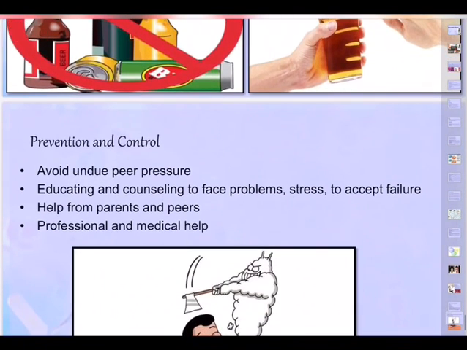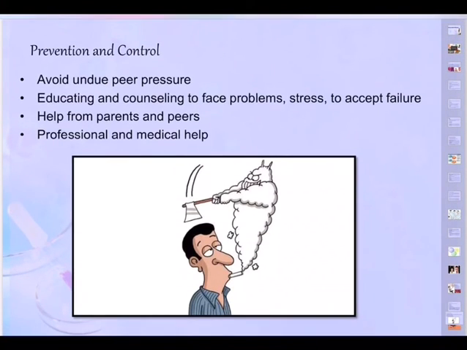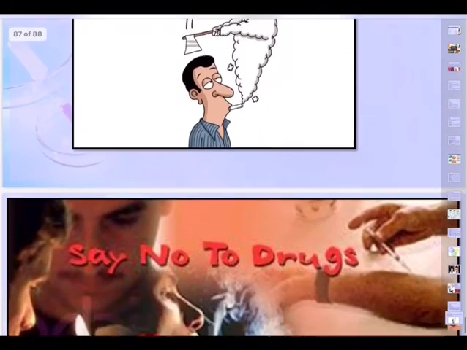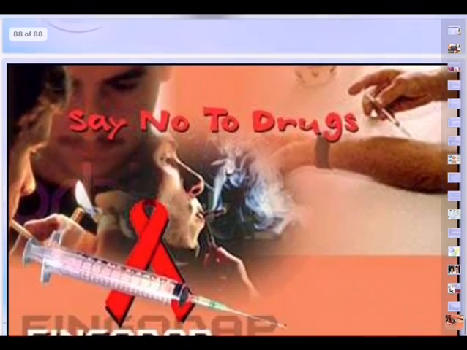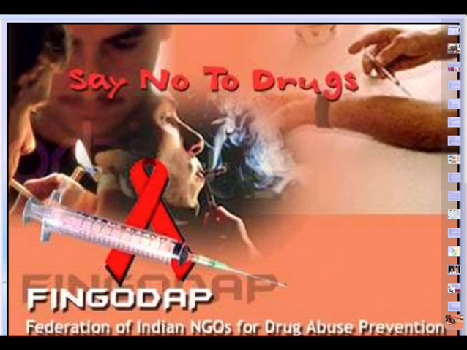Hence, to avoid all this, we must have prevention and control. Avoid undue peer pressure. As I said, it is basically because of peer pressure. So avoid peer pressure. Educating and counseling is a must to face problems. De-stressing oneself. Accept failure as part of life. Help from parents and teachers and friends. Professional and medical help. There will be counselors. Thankfully, CBSE has appointed counselors in all the schools. So we need to take the help of the counselor.